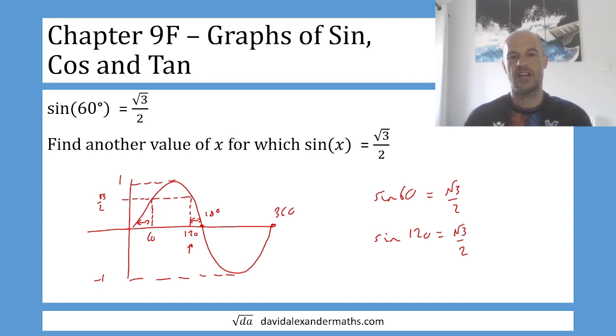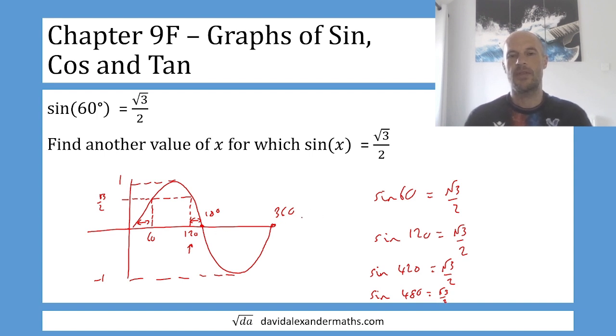Now, because sine repeats itself every 360 degrees, if I add 360 on to 60, 360 plus 60 is 420. The sine of 420 also gives me root 3 over 2. And if I add 360 onto the 120, that would be the sine of 480. That will also give me root 3 over 2. And again, just type it into your calculator and test that out.